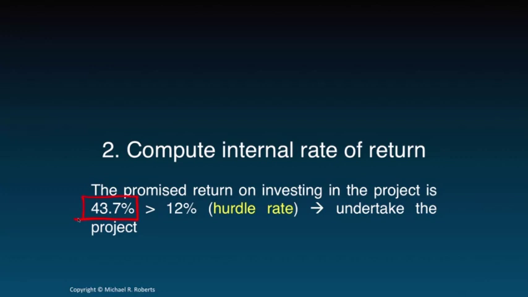So what do we do with this 43.7% IRR? Well, we're going to compare it to our cost of capital, our hurdle rate. And we're going to undertake the project because the IRR is greater than the hurdle rate. Intuitively, it makes sense. And this is one of those cases where intuition actually works. It costs us 12% to raise money in the capital markets, to fund our investments, to create value. If this project generates a return of 43.7%, that's substantially larger than what it cost us to raise the funds. That sounds good. That makes sense.